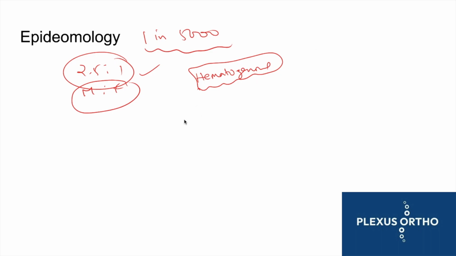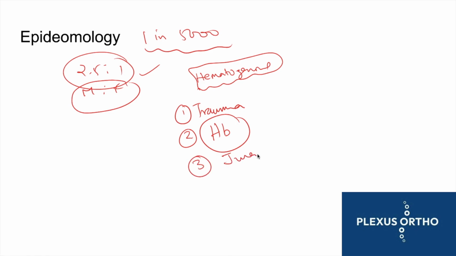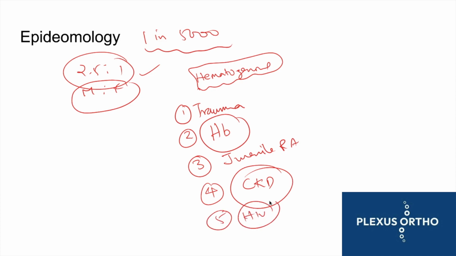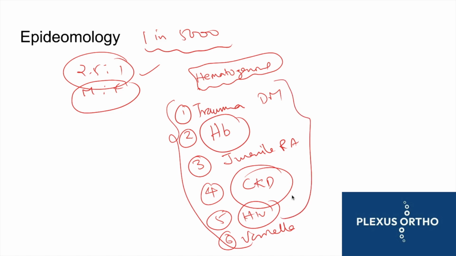And what are the other risk factors associated with it? Any trauma to the metaphyseal region or to the bone can predispose to osteomyelitis. Any hemoglobinopathy, bleeding disorder or other problems in the blood can be predisposing. Juvenile rheumatoid arthritis is a risk factor. Chronic kidney disease, or chronic renal disease, can be a predisposing factor. Immunocompromised patients, like HIV or other immunological disorders, are also at risk, as is varicella infection. One thing I've missed is diabetes mellitus. Type 1 diabetes mellitus is very common in children.